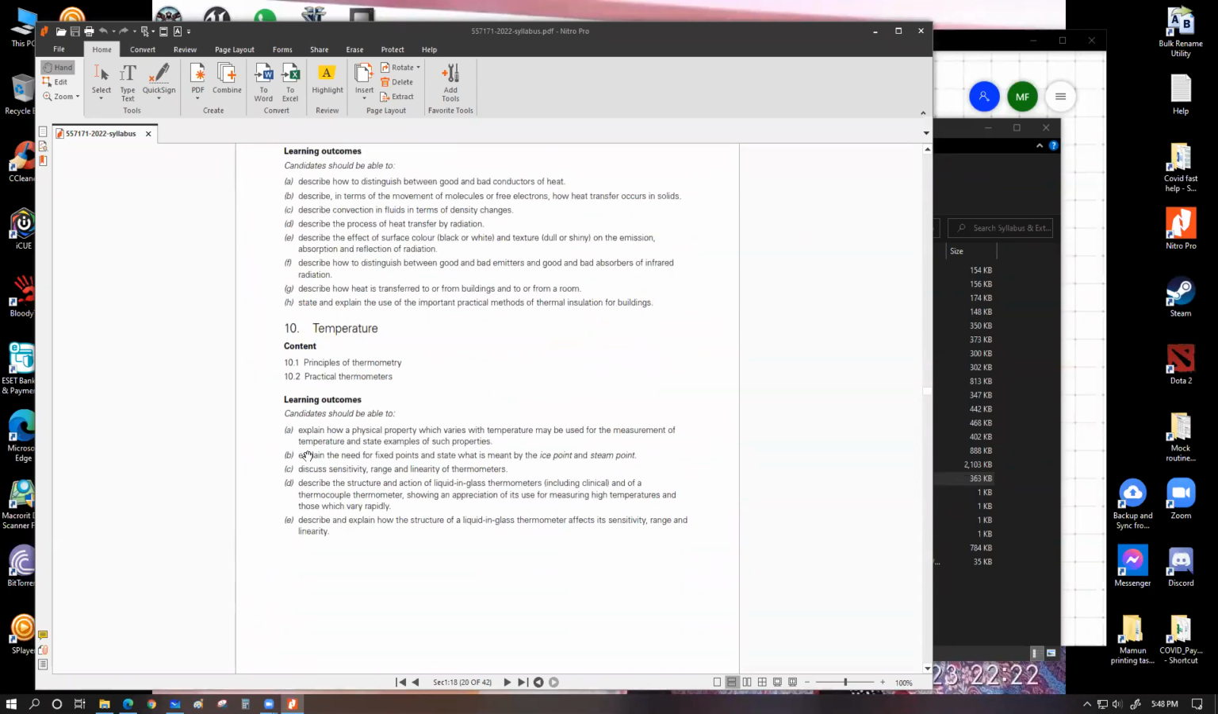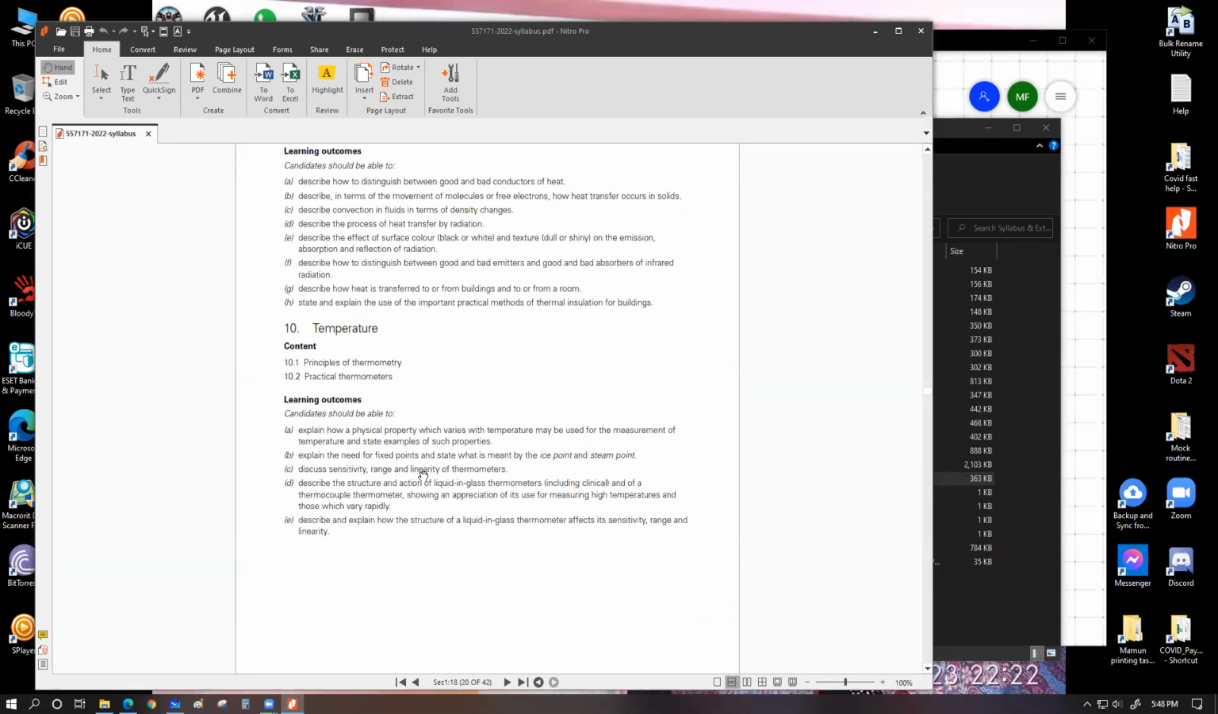Energy, temperature. Explain how the physical property which varies with temperature may be used for the measurement of temperature and state the examples of such properties. Explain the need for fixed points and state what is meant by ice point and steam point. We also talked about these 2 points in the last class. We talked about the importance of pressure. Discuss sensitivity and linearity of thermometers.